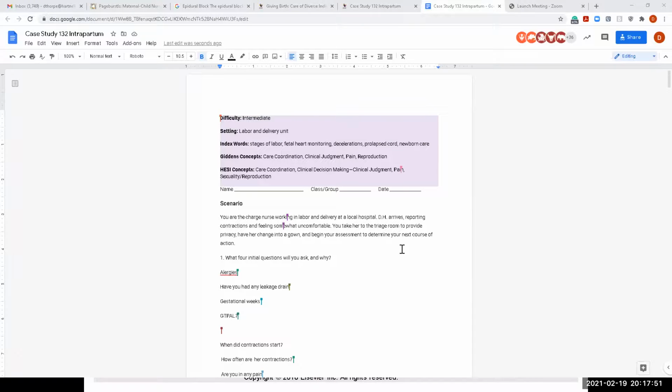You want to know if she's had any leakage or drainage of any kind, just to see if her water is broken. Good. Somebody put gestational weeks. So for this mom, you might ask, when is your due date? She may not know in weeks what that is, but there are a lot of moms that know exactly what that is.